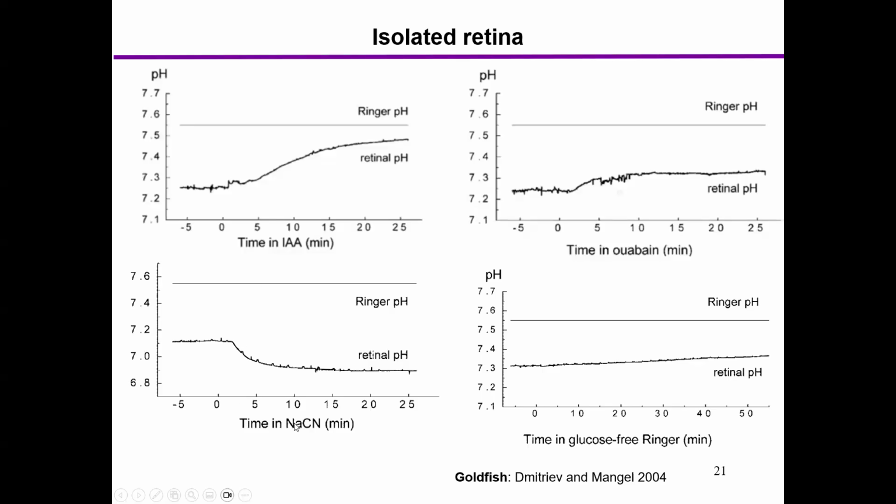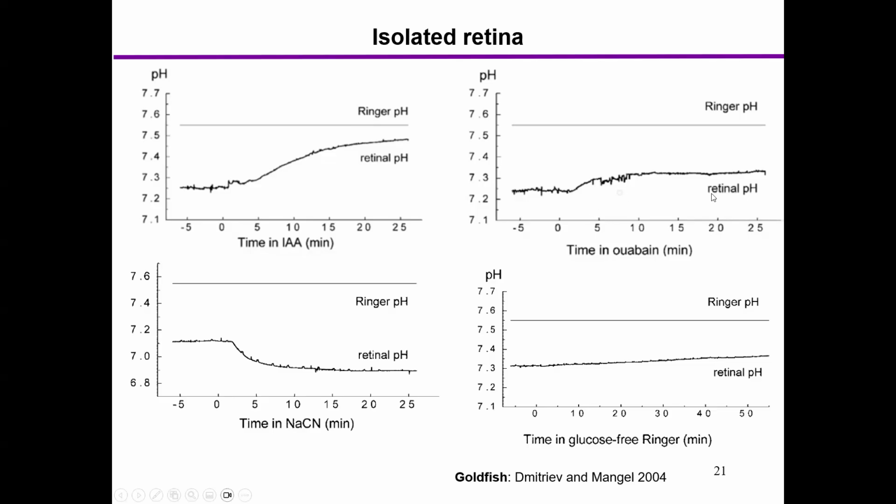If you block oxidative metabolism with cyanide, and presumably turn up glycolytic metabolism, that can acidify the retina. These, I believe, were in fish retina.